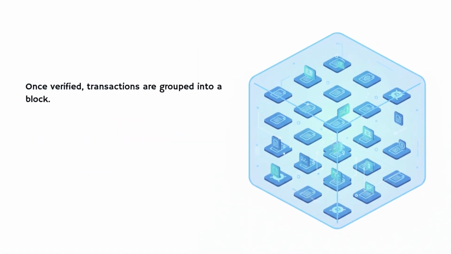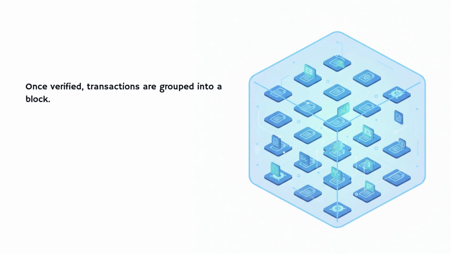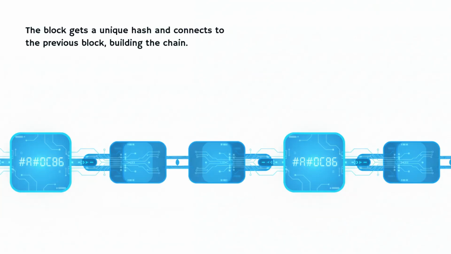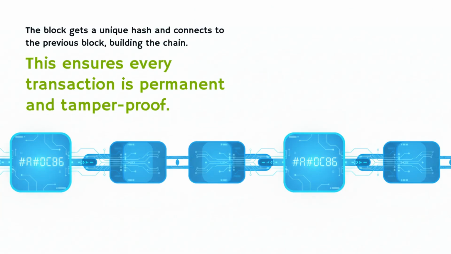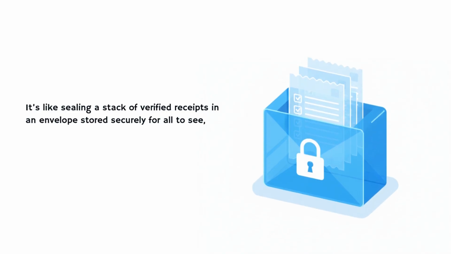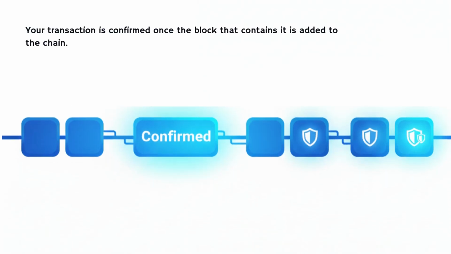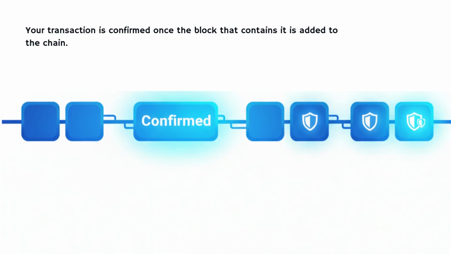Once verified, transactions are grouped into a block. Each block can hold hundreds or thousands of transactions. The block gets a unique hash and connects to the previous block, building the chain. This ensures every transaction is permanent and tamper-proof. It's like sealing a stack of verified receipts in an envelope, stored securely for all to see, but none can alter. Your transaction is confirmed once the block that contains it is added to the chain.